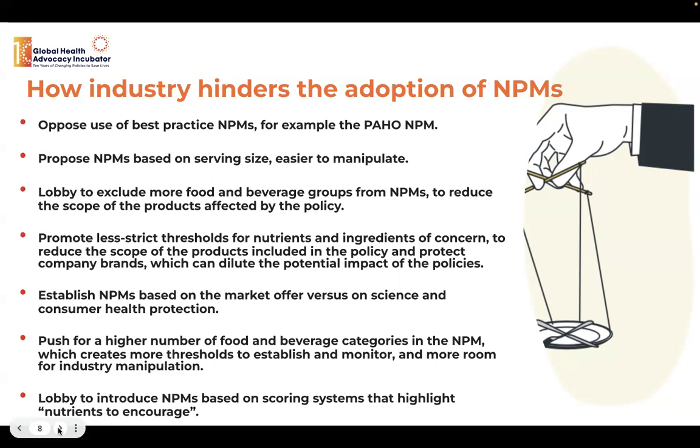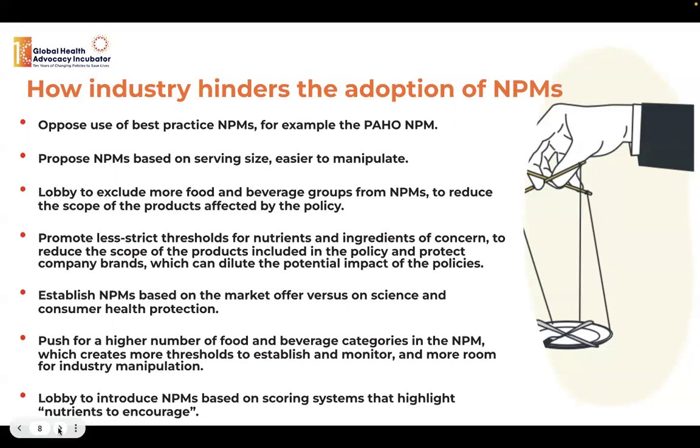The industry also proposed nutrient profile models that are based on serving size, which are easier to manipulate. They also lobby to exclude more food and beverage groups from nutrient profile models, which of course will reduce the scope of the products affected by the policy, and promote less strict thresholds for nutrients and ingredients of concern to reduce the scope of the products included in the policy and protect their company brands, which can also dilute the potential impact of the policies.